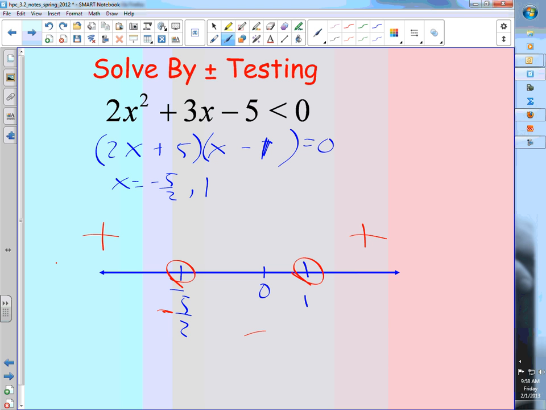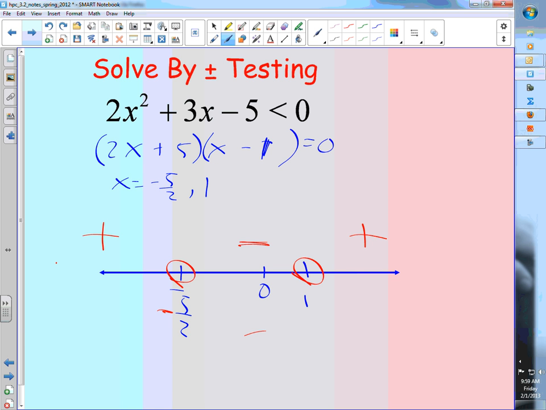0.999. For me, I pick 0. What do you want to pick? 0. It's easy. These things disappear. Are you getting a positive or a negative? Negative. That's why I put a negative there. And then to the right of 1, I pick 10. You can pick 1,000,000. You can pick 1.001.